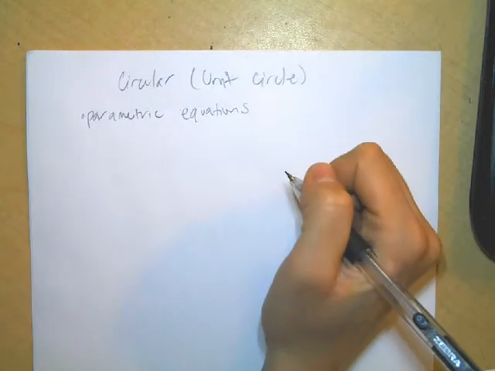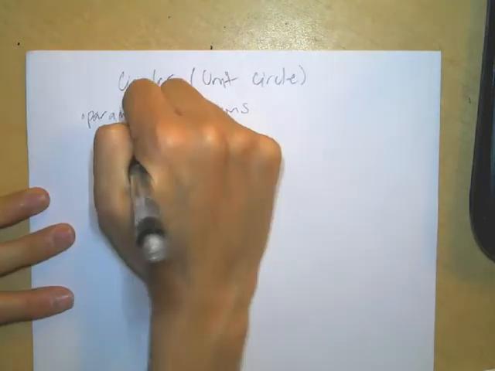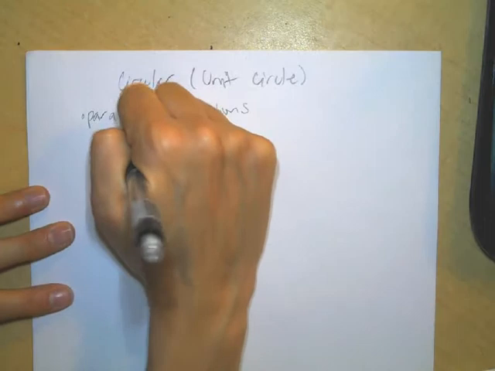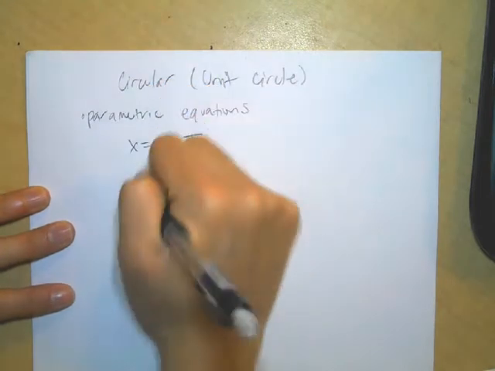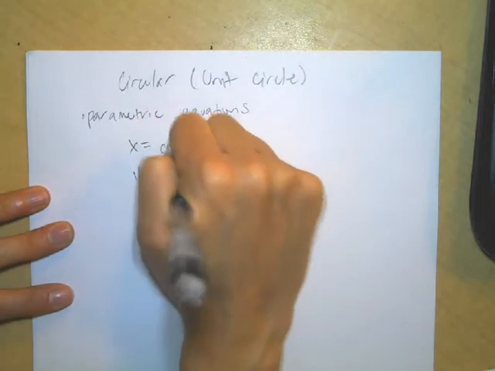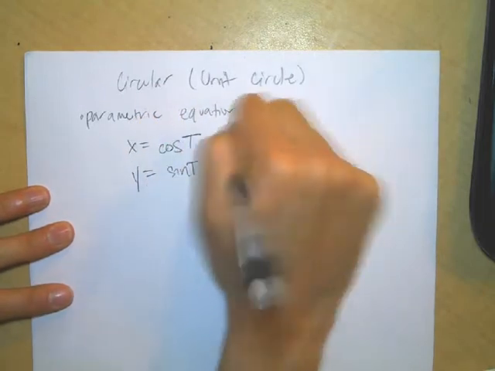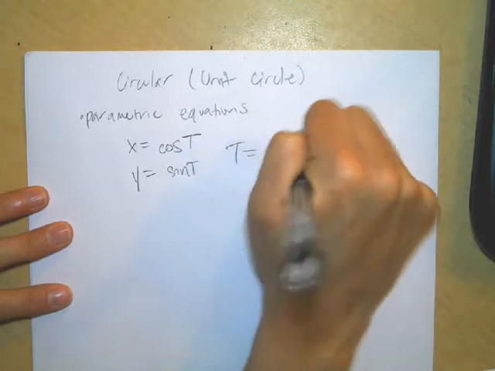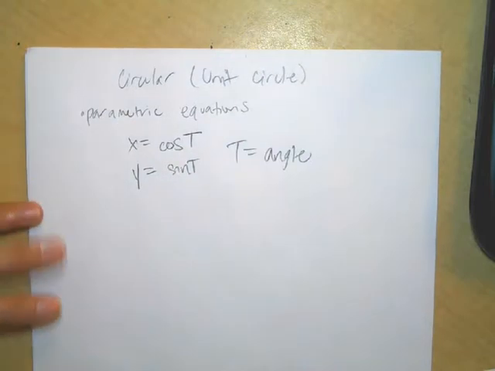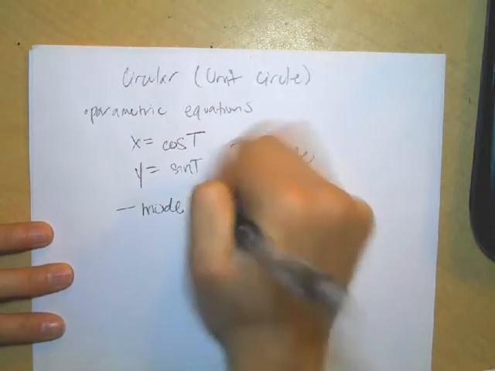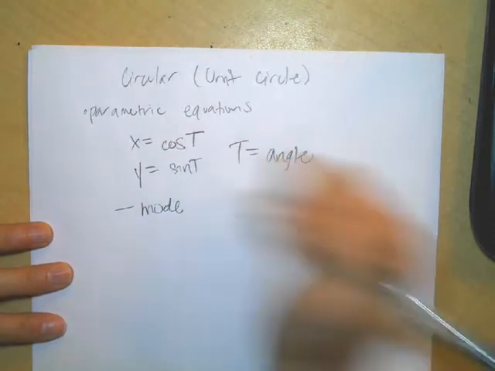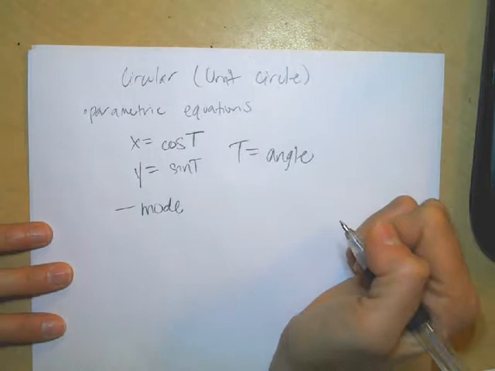Those two equations are going to be x equals cosine of t, where t is the angle, and y equals sine of t. There's a couple things you can do with this. First of all, you want to make sure you're in the correct mode. If it asks for degrees, you want to be in degrees. If it asks for radians, you want to be in radians.